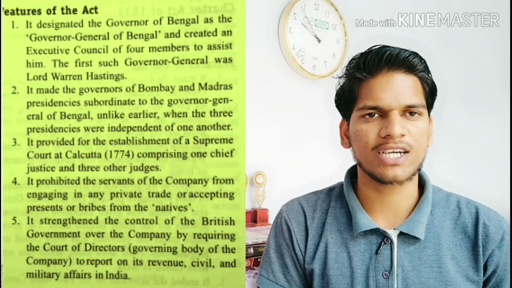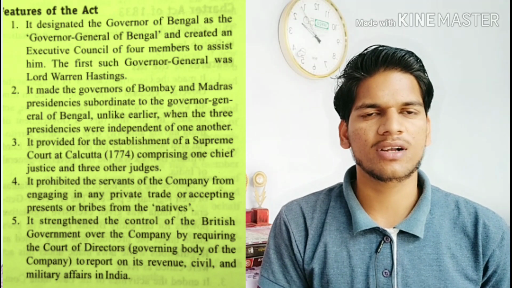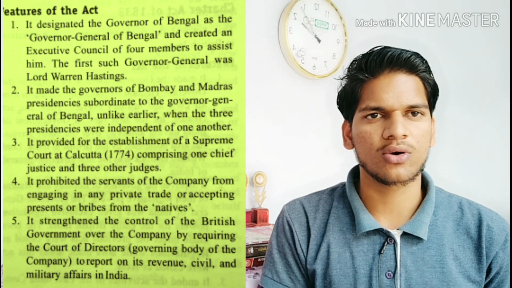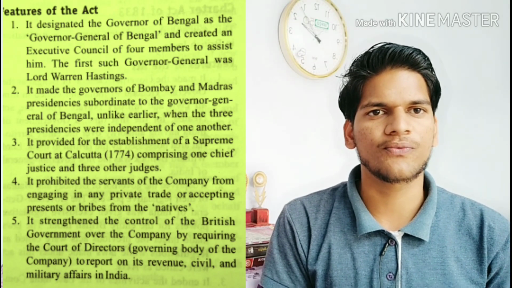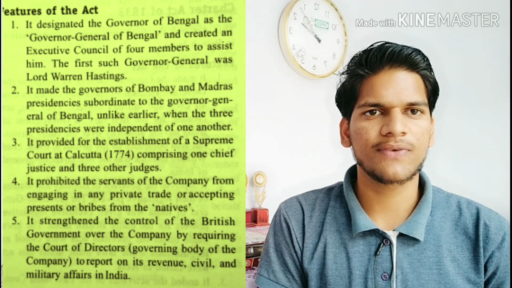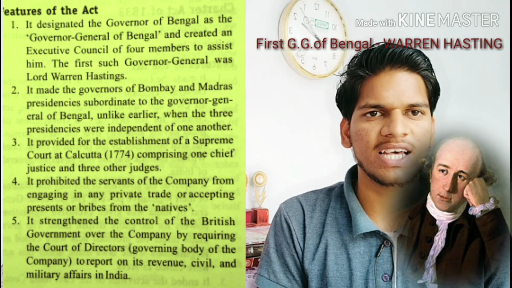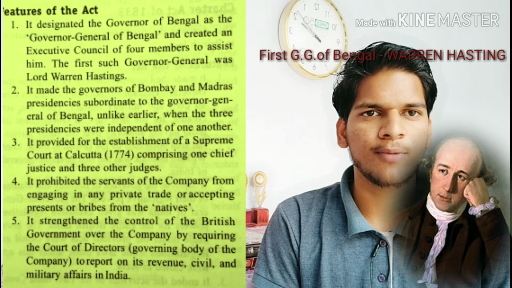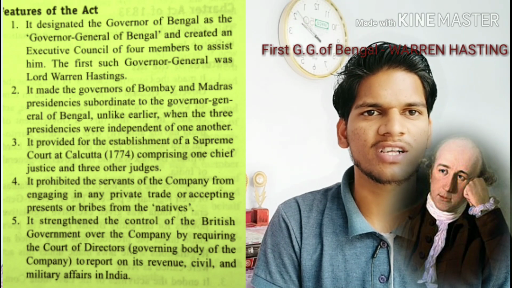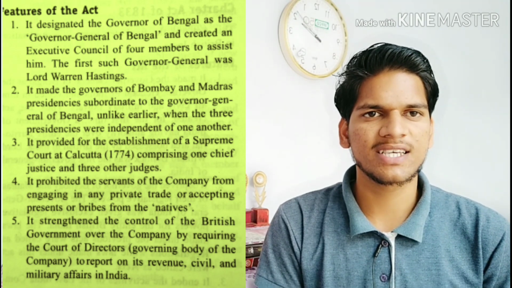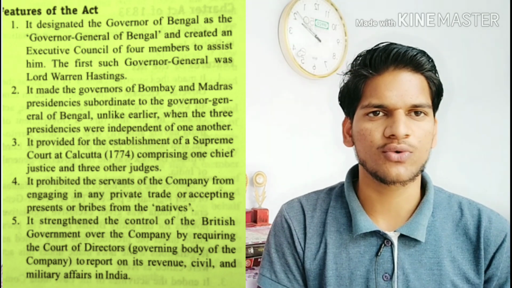The first feature of this act was it designated the Governor of Bengal as the Governor General of Bengal and created an executive council of 4 members to assist him. And remember, the first Governor General of Bengal was Warren Hastings. It made the Governors of Madras and Bombay presidencies subordinate to the Governor General of Bengal. But before this, these 3 presidencies were independent of each other.